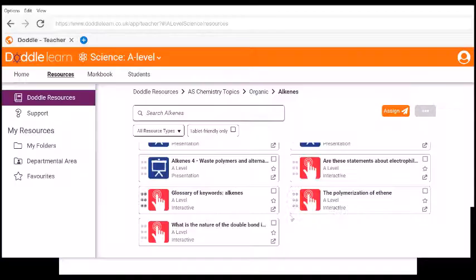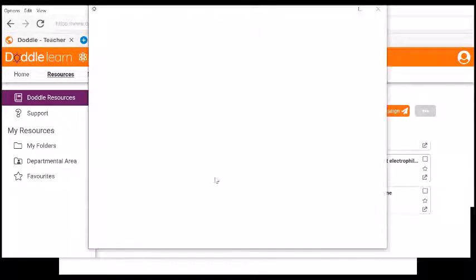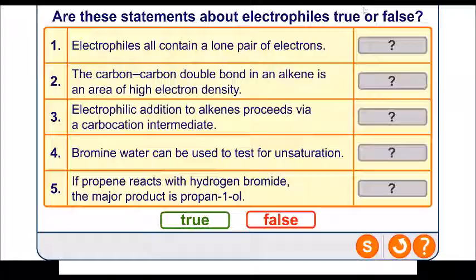Okay, and then finally going back to a lovely animation. Okay, let's look at some more review for electrophiles. Electrophiles all contain a lone pair of electrons. True or false? Electrophiles are desperate for electrons, so this is false. The carbon-carbon double bond in an alkene is an area of high electron density. True, that was defined in the beginning.